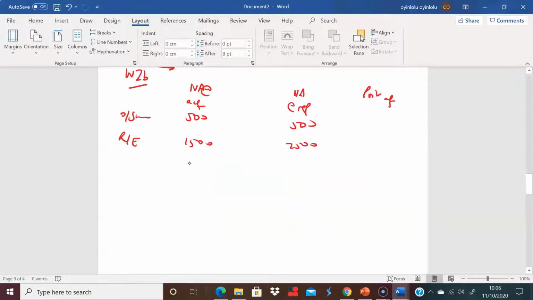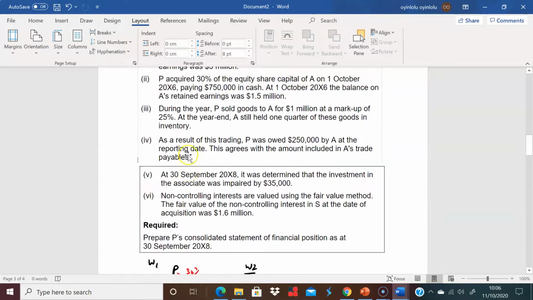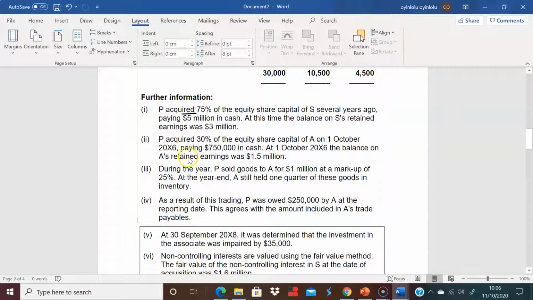So whatever the post-acquisition is, you're going to take that on and create your little working. I'm just going to start that here. So your opening balance, 750,000 in cash. And we're just going to put here add on share, which is 30% of post-acquisition. We'll calculate that in a second, but at least you know where we're going. Right, now let's look at this carefully.